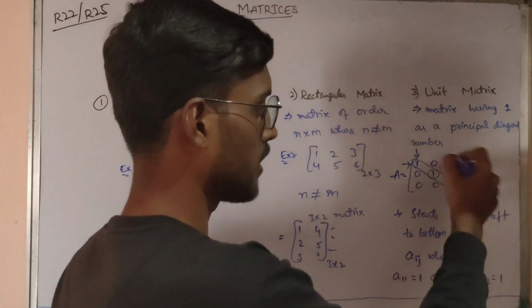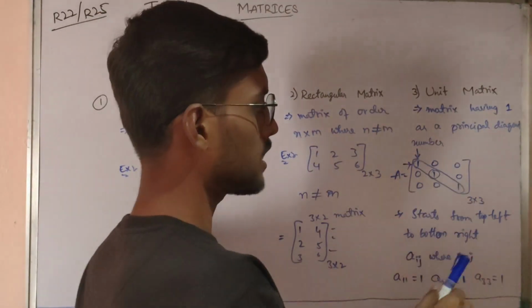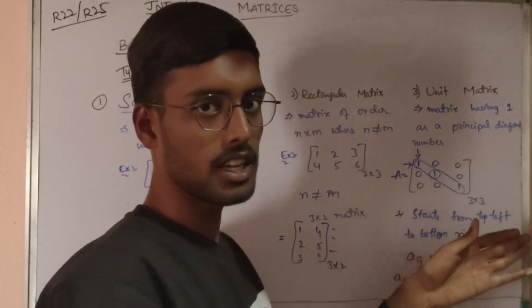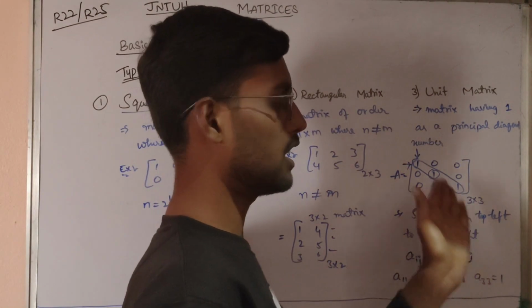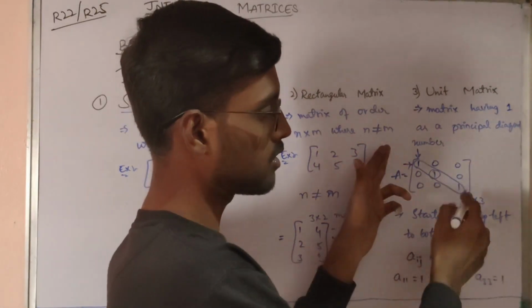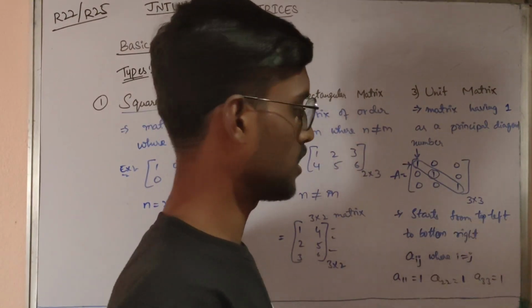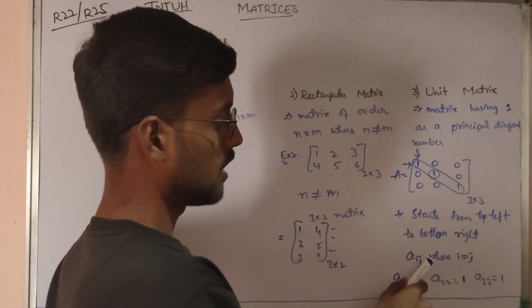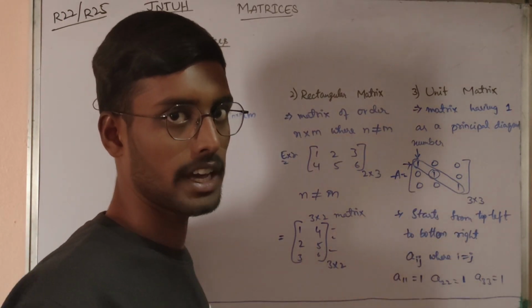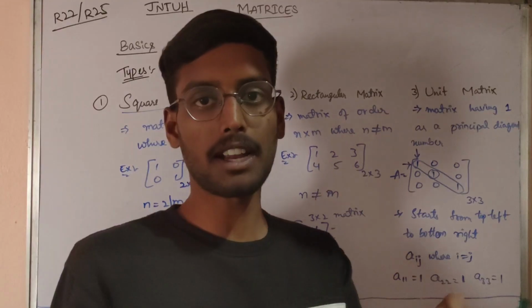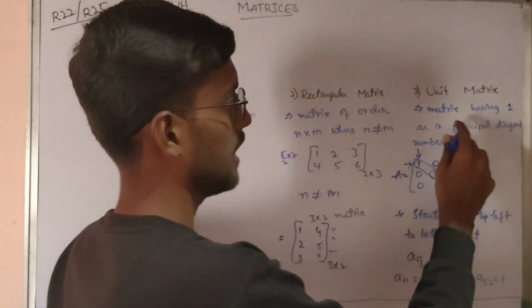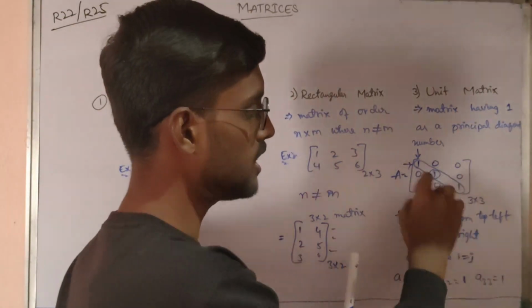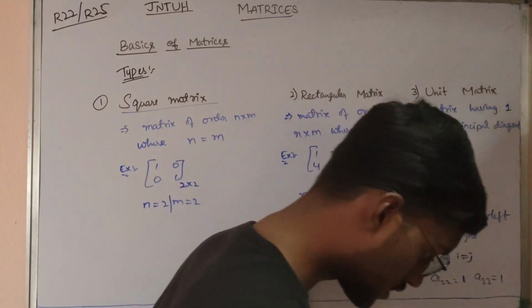Like when we draw a diagonal in a square, it only starts from top left to bottom right. When all of these are 1, we call it the principal diagonal. Elements having i and j equal are called principal diagonal elements. Coming to the unit matrix, it has 1 as the principal diagonal elements and all other elements are 0. So this is called a unit matrix.